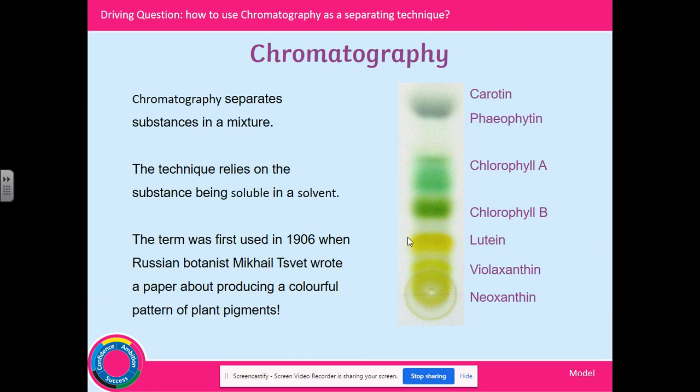Chromatography separates substances in a mixture. Remember that a mixture is a substance containing particles that are not chemically bonded to each other, which means that they can be separated again. This technique relies on the substance being soluble in a solvent. These are two words that we have used before, soluble and solvent. What are the meanings of these words?